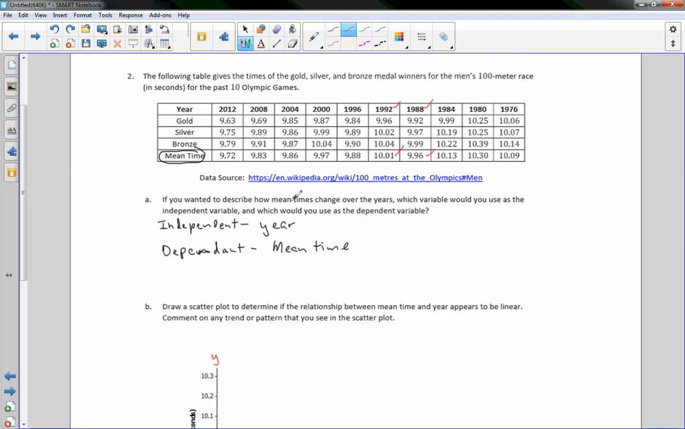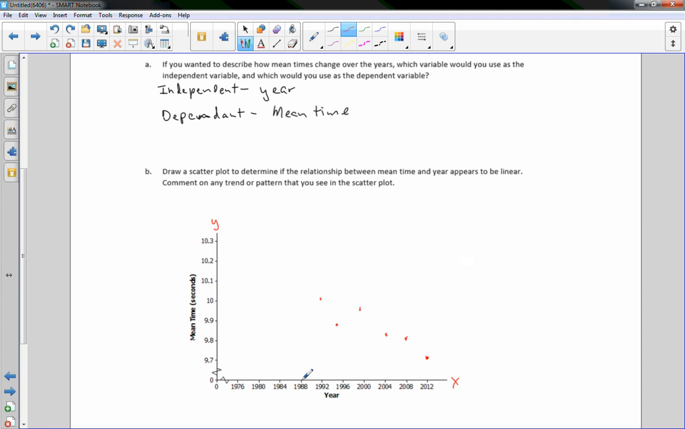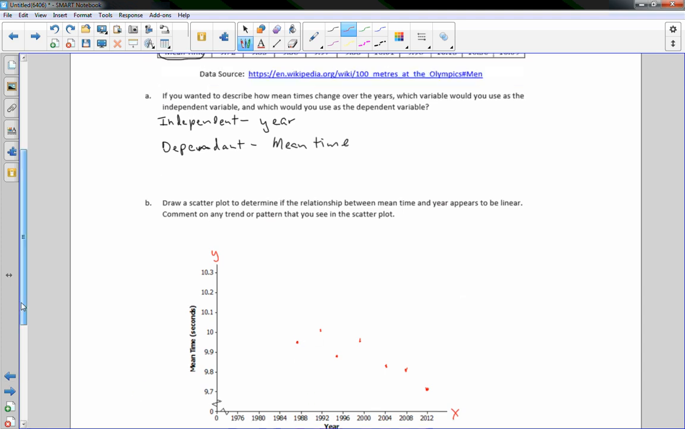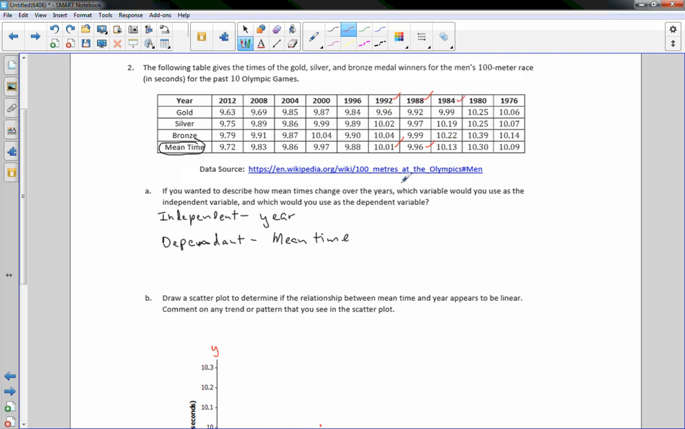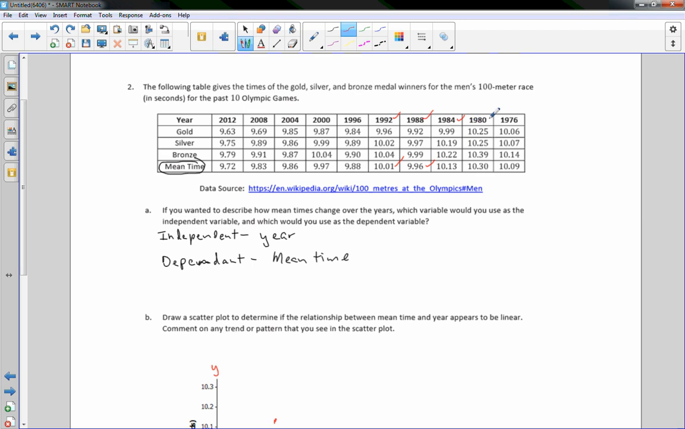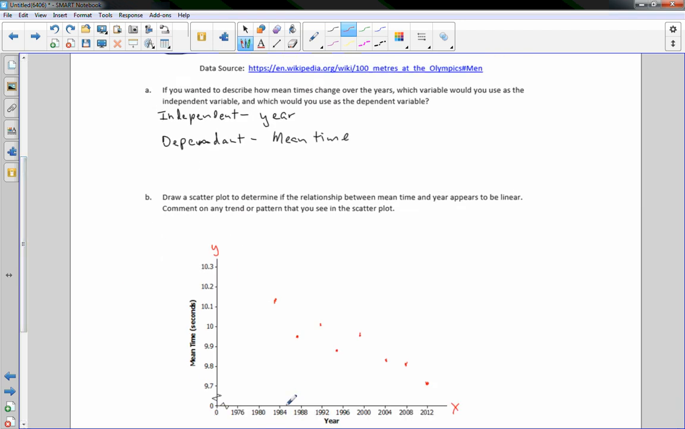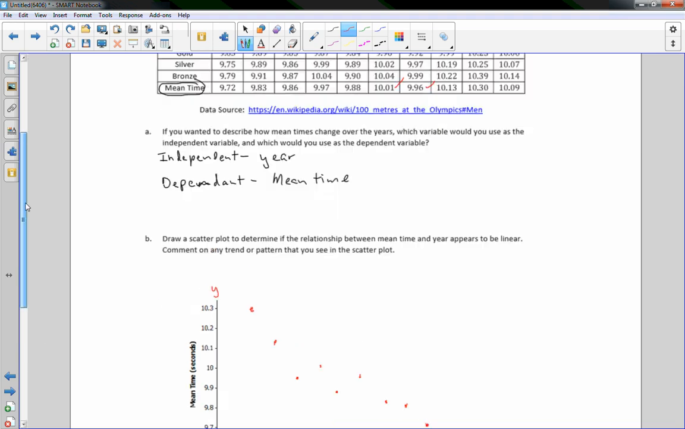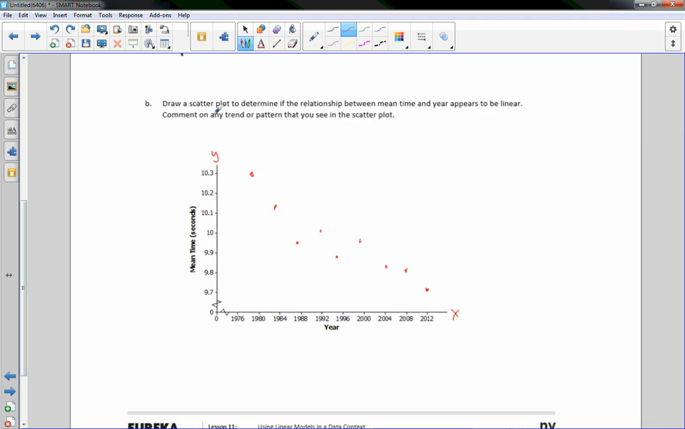1988, 9.96. 1984, 10.13, which would be up here. And 1980, 10.3. 1976 was 10.09, which is just under 10.1.